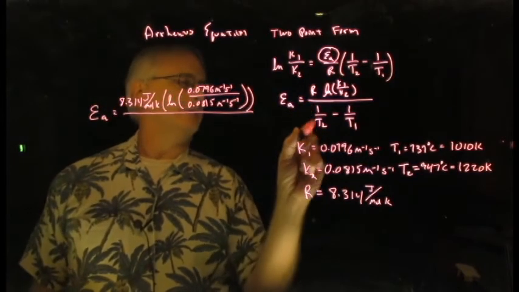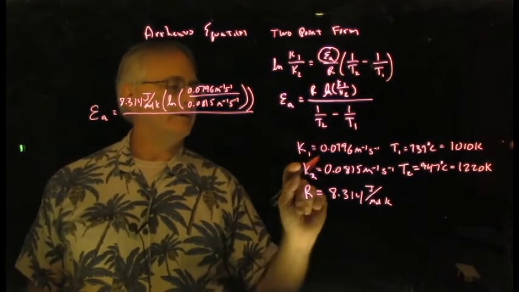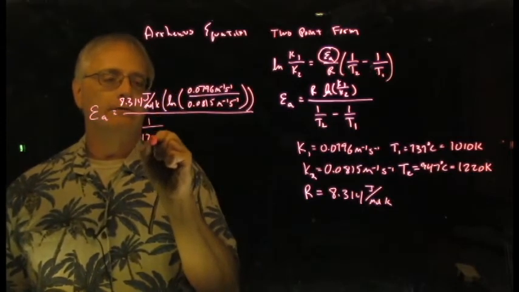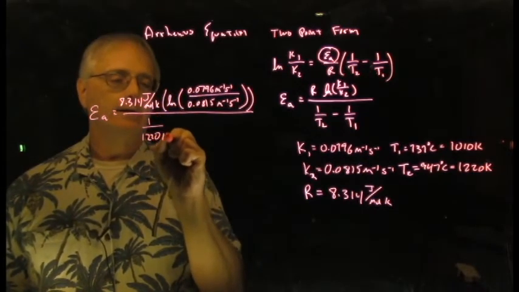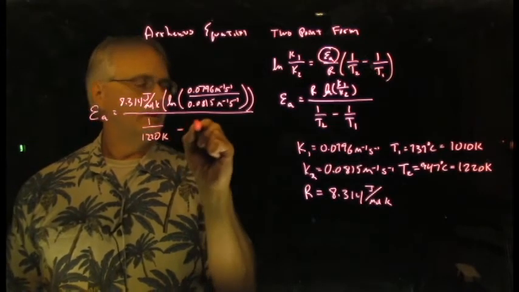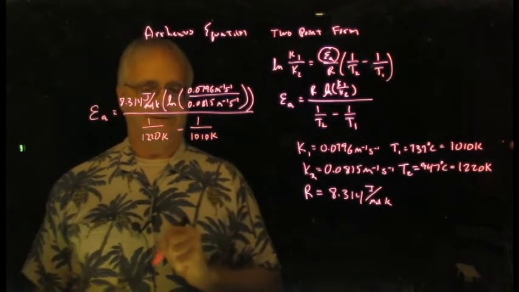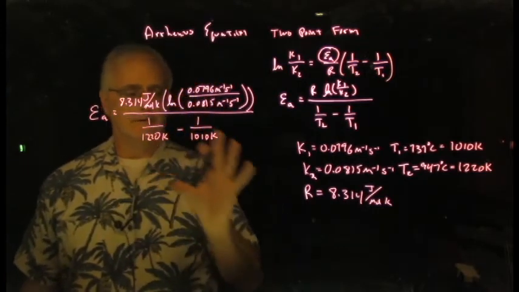Now, the first one is T2, 1 over T2. I have to make sure I get that straight. 1 over 1220 Kelvin minus 1 over 1010 Kelvin. Okay, there's all the pieces.